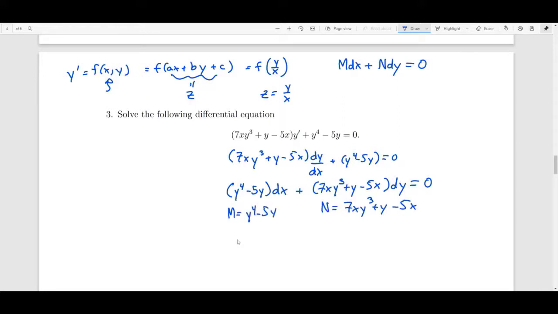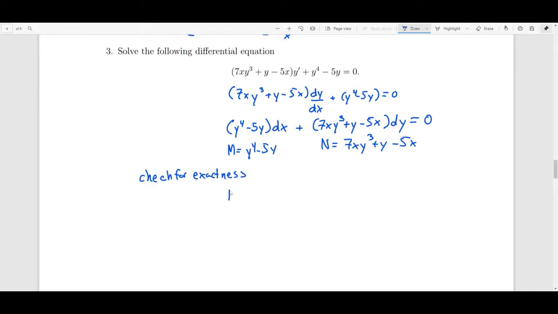And so we're going to check for exactness. So differentiate M with respect to y, differentiate N with respect to x, right? But that's very close, and it's suggestive, right? Because it looks like we only have y's involved, so you can probably find an integrating factor that's just a function of y. Right. And what's the test for that, if you want to remind me? I don't want to memorize it.